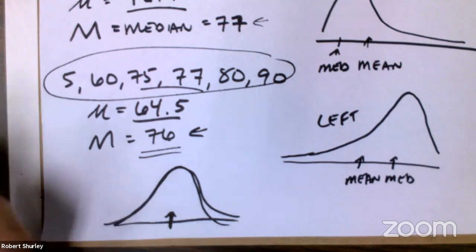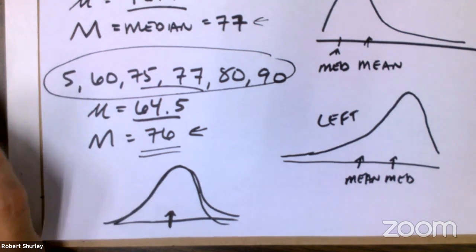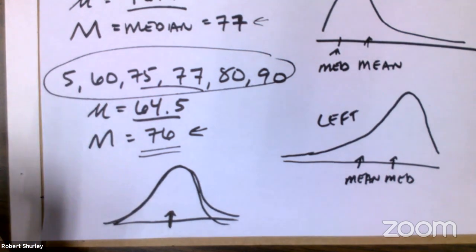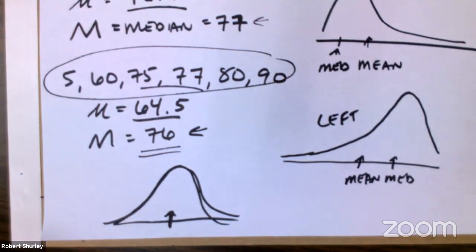Yeah, and I don't think the calculator does mode. You'll have to just look in the data set for mode. Okay, and then on page 102, it goes over the weighted mean.